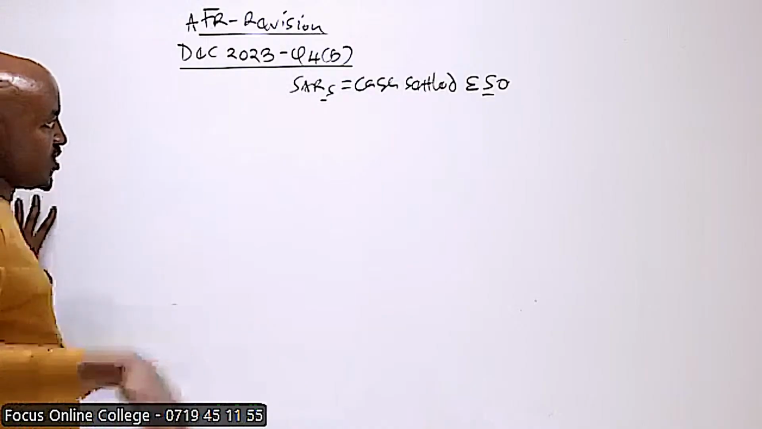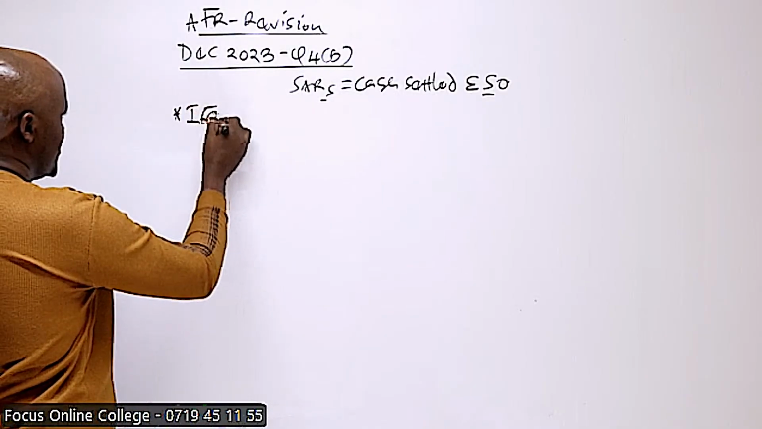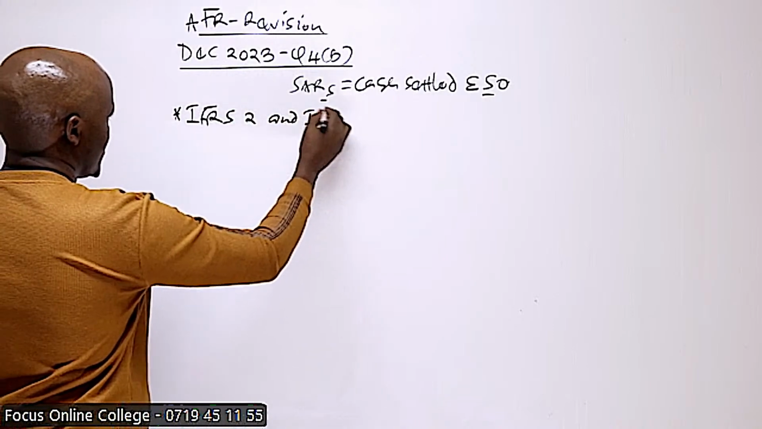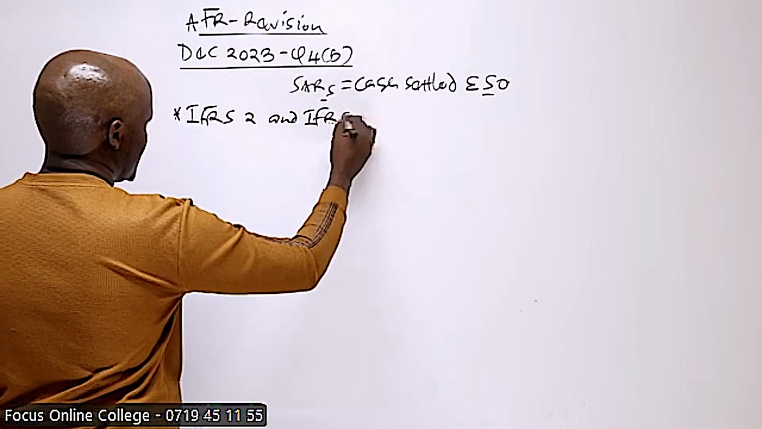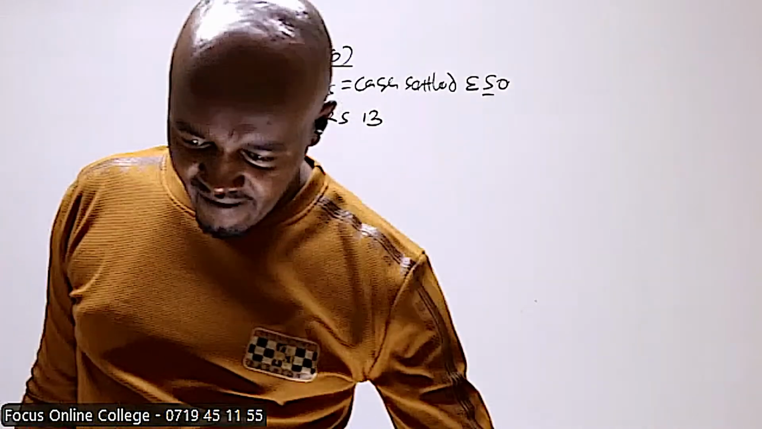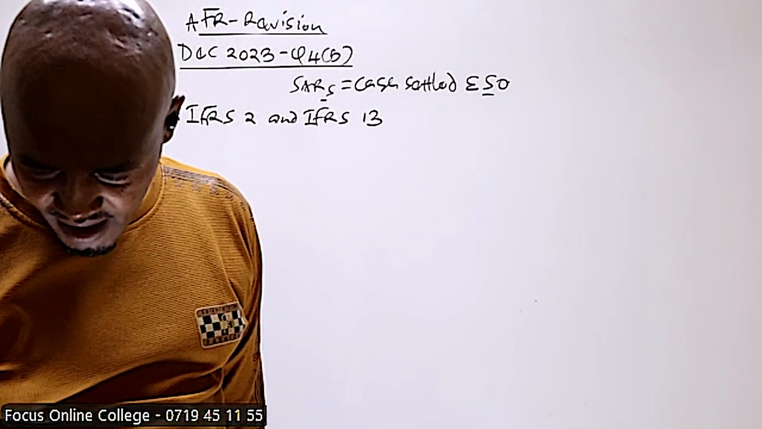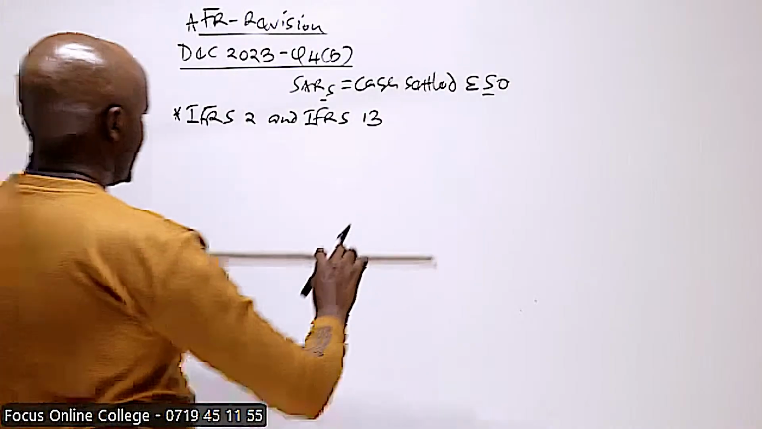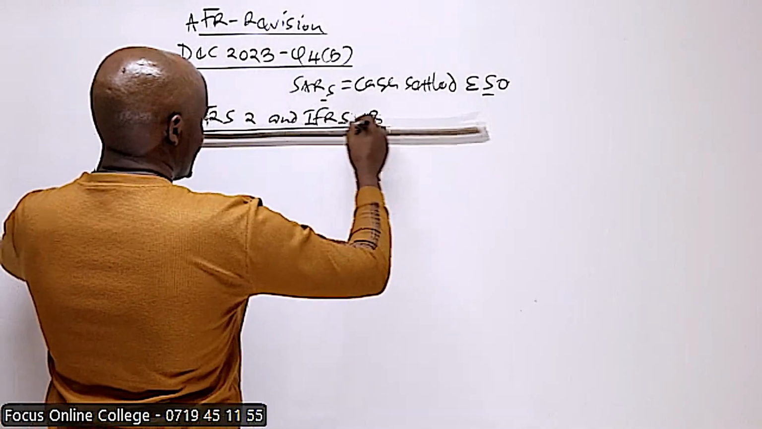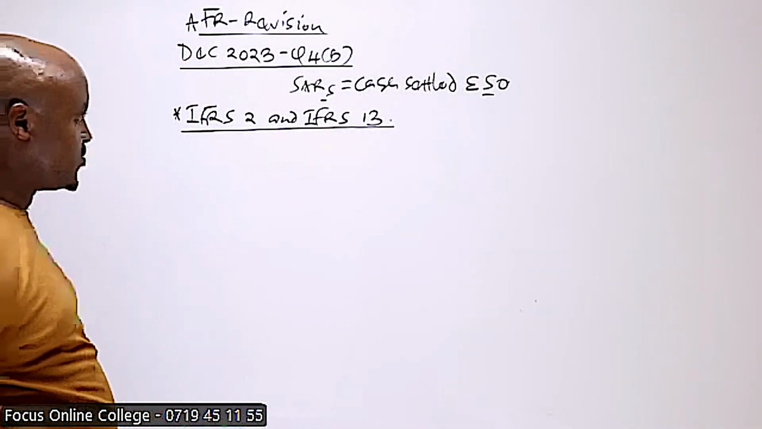But before we go to the question itself, what is the difference between these two standards, IFRS 2 and IFRS 13? Now, the first standard here, that is IFRS 2, we know that this should be applied whenever a company is accounting for what we refer to as a share-based payment transaction.